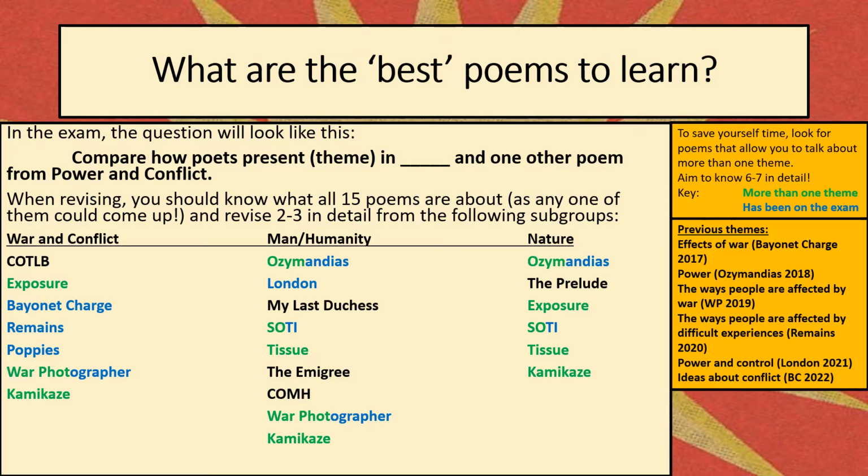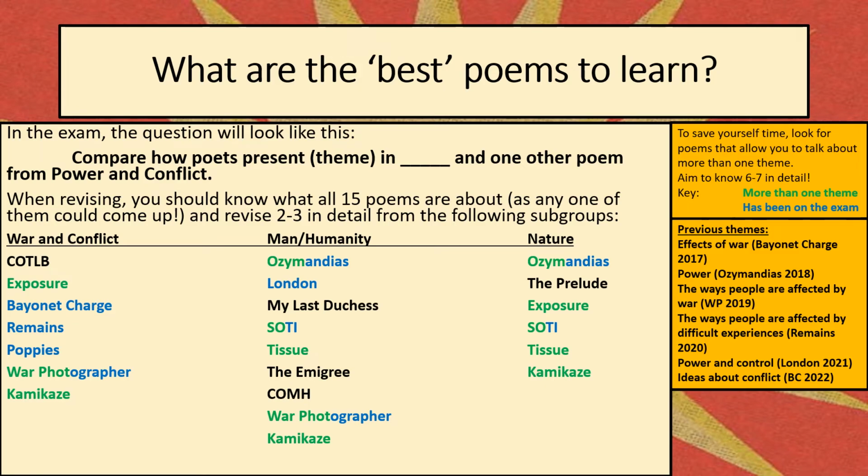The question will always look like the question that's on the slide. There's a lot going on this slide, so I'll go through a few bits. The question says there, compare how poets present a theme or the effects of a theme or the ways in which people are affected by a theme in something and one other poem from Power and Conflict.